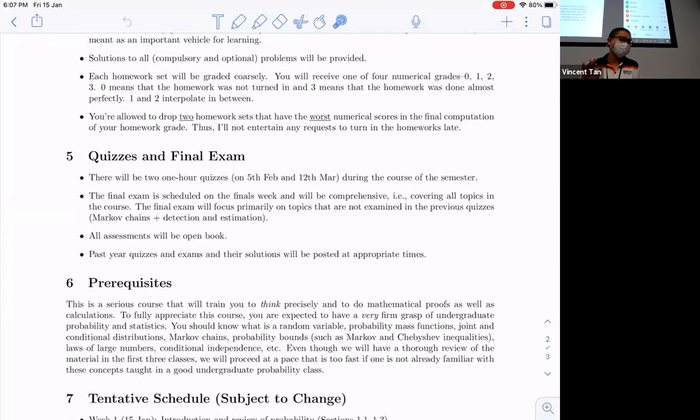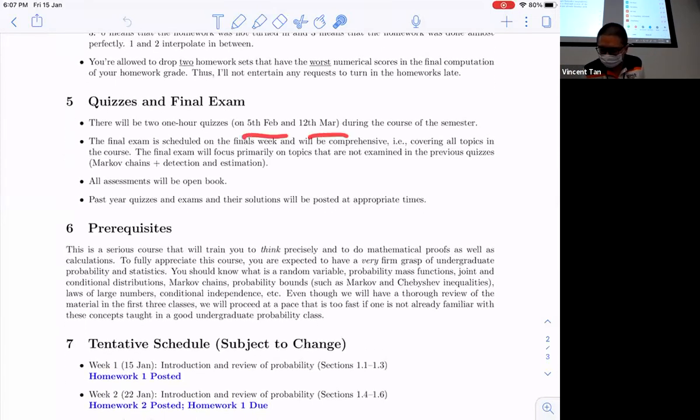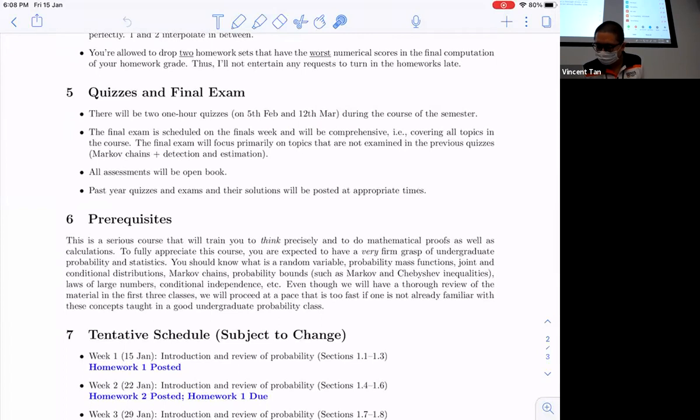So I'm a big fan of quizzes to make people be very hardworking. So there will be 2 1-hour quizzes on these dates. The first quiz is on probability. The second quiz is on Poisson processes. Okay, the final exams, as usual, will be comprehensive, covering all the topics.